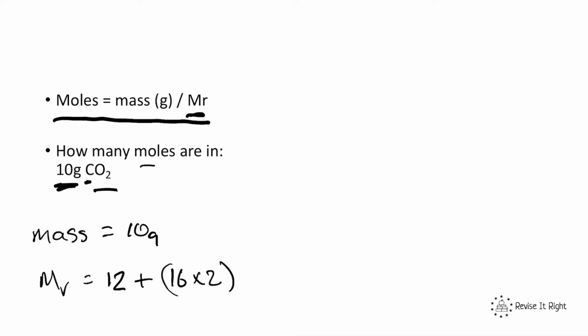So 16 times 2 gets 32. Add that to 12, and we've got 44. So our relative formula mass of carbon dioxide is 44. So now we've got our mass, which is 10, and our MR, which is 44.